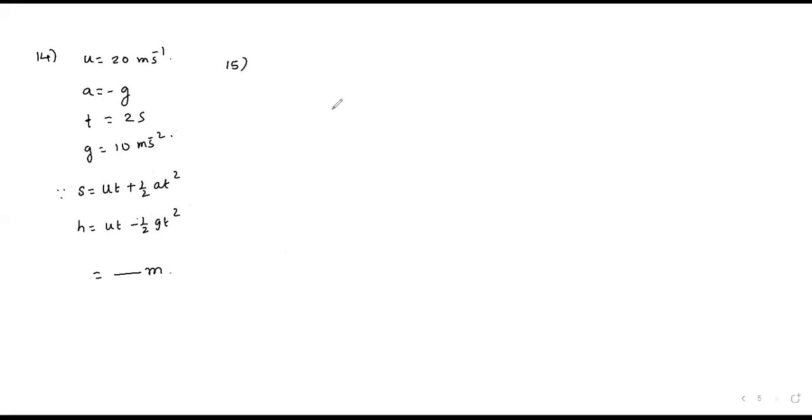What is given in the 15th? How long will a stone take to fall down from the top of a building 80 meters high? The displacement is a height, which is 80 meters. Time is asked, meaning T is the question. The value of g is given as 10 meter per second square. U is equal to 0 because the body is at rest. The body is dropped from here and reaches the ground. Here U is equal to 0, and A is equal to g.